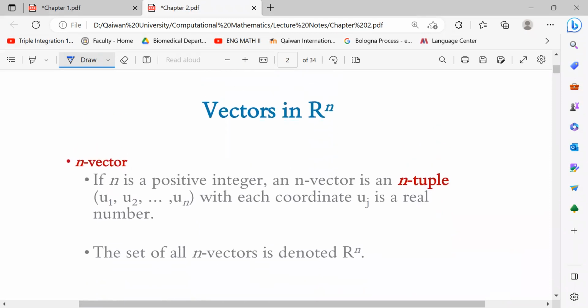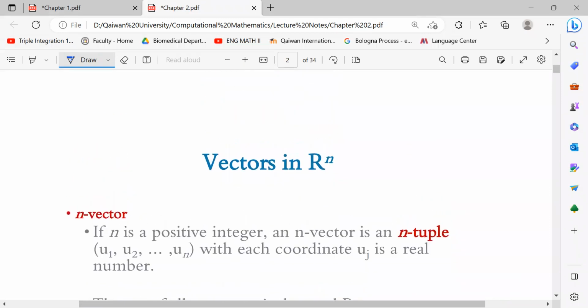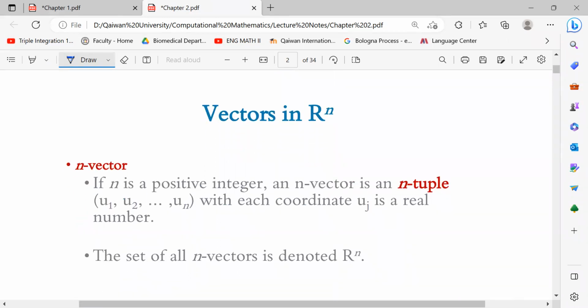Vectors in Rn. If we have n tuples, for example u1, u2, u3 up to un, how many elements do you have here? How many entries? N. So it's n tuples. This is in Rn. It depends on how many elements or entries you have in the vector.